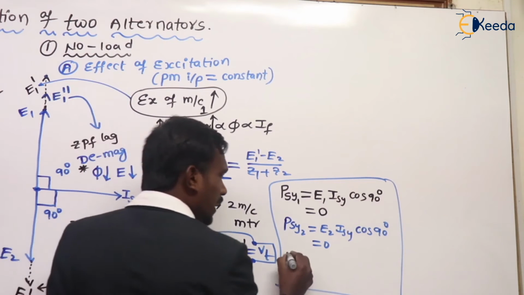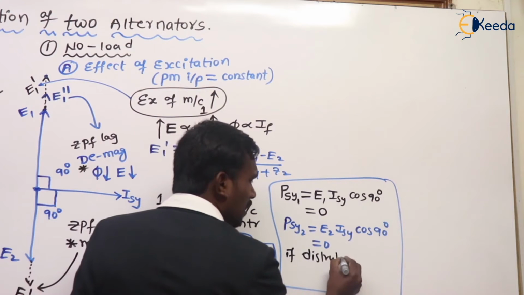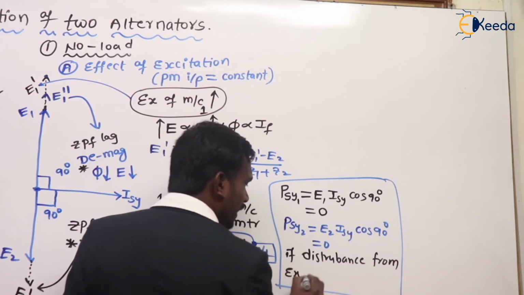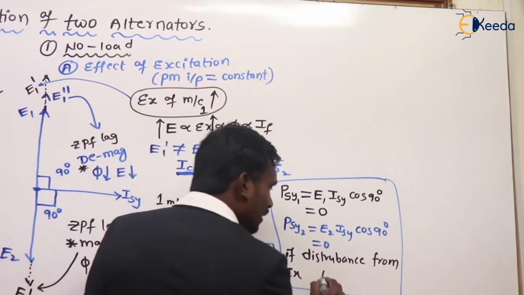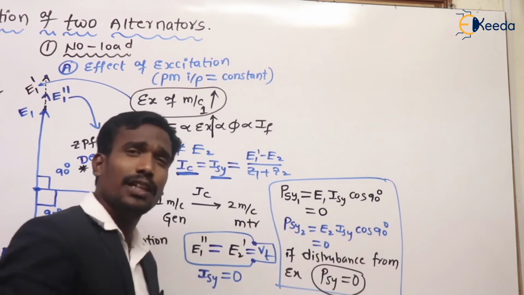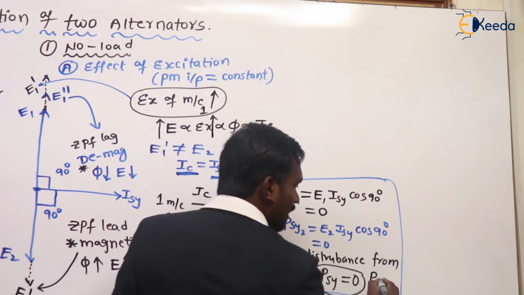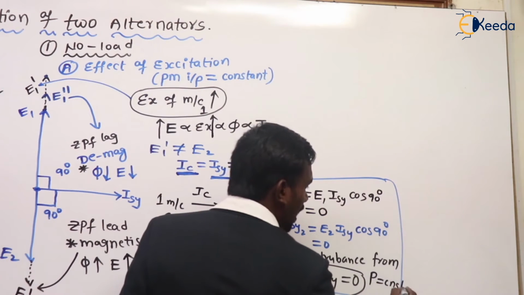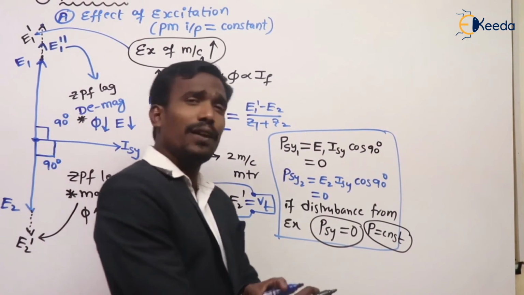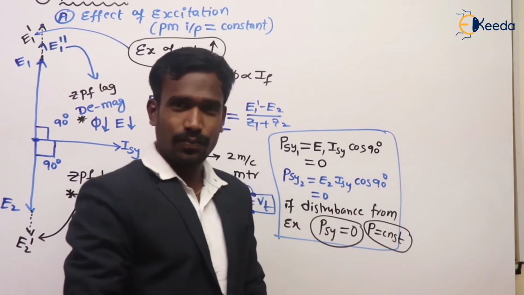If the disturbance is from the excitation side, then the synchronizing active power PSY is 0. Nothing but if the disturbance is from the excitation side, the active power is constant. There is no change in active power. There is no effect on the active power. This is a very important concept.